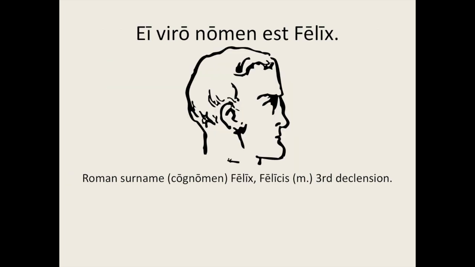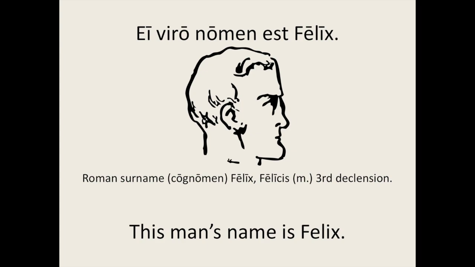Here's another sentence which uses the dative of possession. Ei viro nomen est Felix. Have a go at translating this sentence. The man's name is Felix. Ei functions as a demonstrative adjective here.